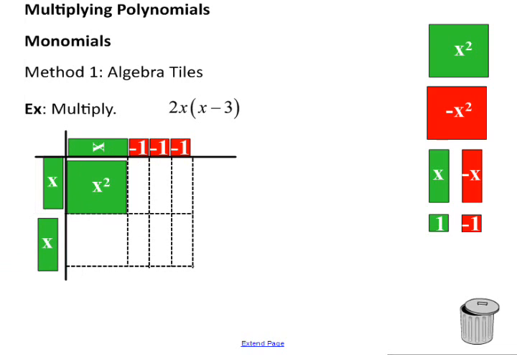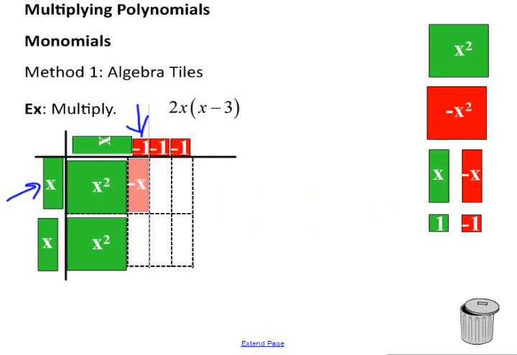Now I have another x that I'm going to multiply, where'd it go? This x right here. And again, x times x is x squared. Next, I have these negative units. So what I need to do is multiply this x right here times this unit. If you multiply x times -1, x times -1 will give you a negative x.